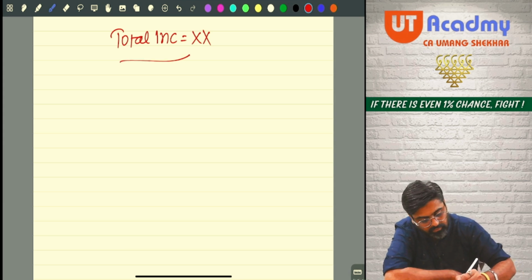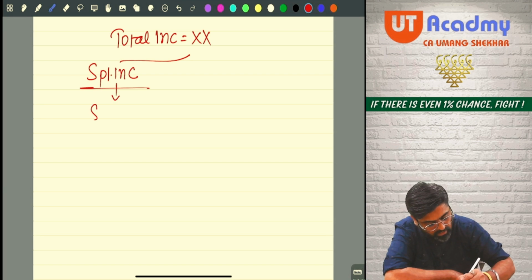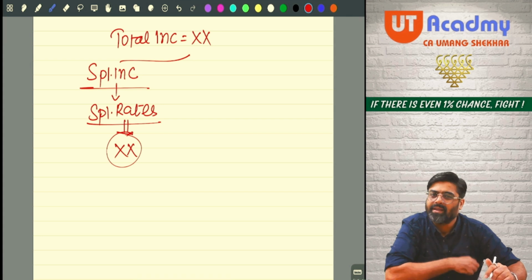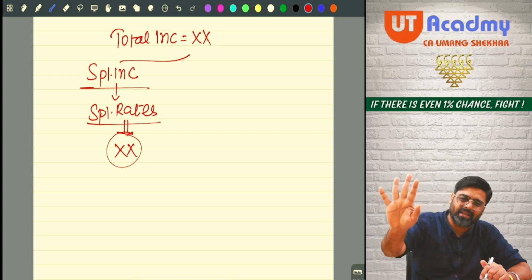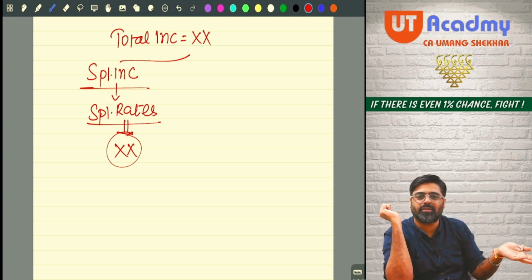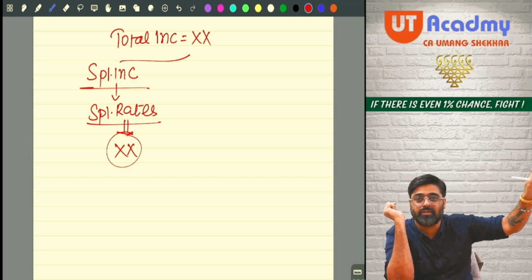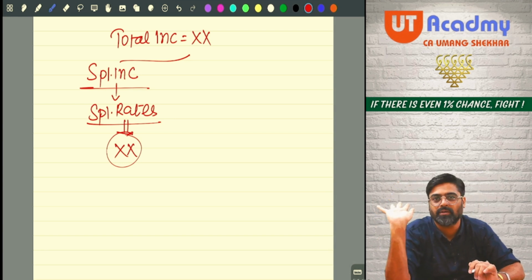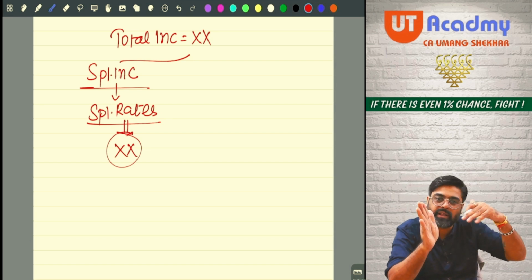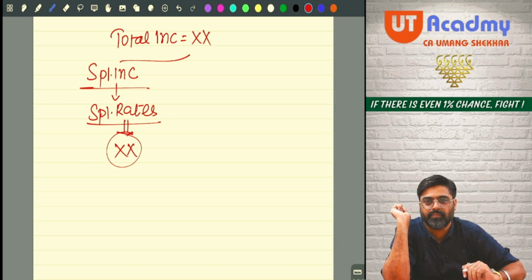From this total income, special incomes taxable at special rates, I will get tax. This is a tax on my special incomes. There is no problem here. The special incomes are, very good. Whether you follow 115 BSE or you don't follow 115 BSE, this is going to remain constant. There is no change here. Whatever change will take place will be in the second part.